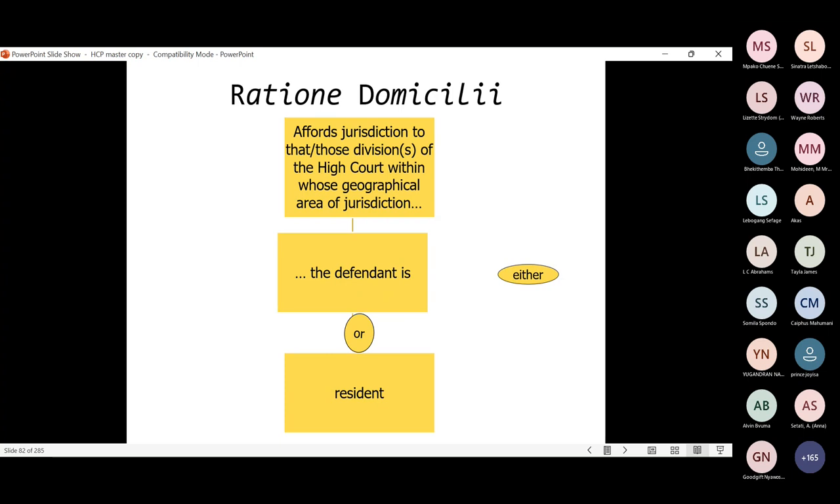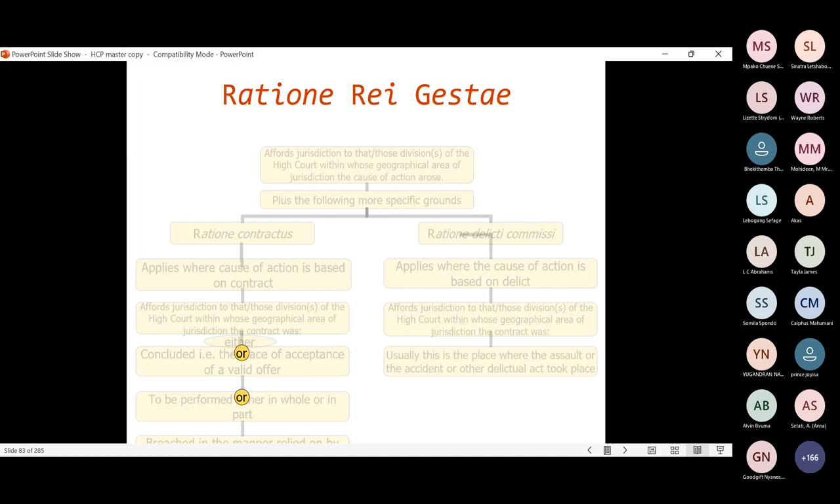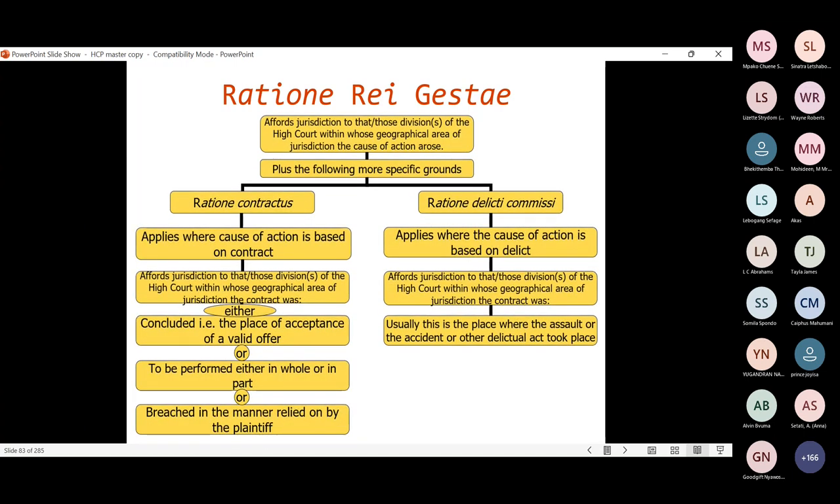Like I say, you must follow the defendant where he is. So you would issue it out of that court where the defendant is. Rei gestae is where the cause of action arose. And if it is based on a delict, it is where the delict was actually committed. If it is based on contract, it can be any of the three reasons.